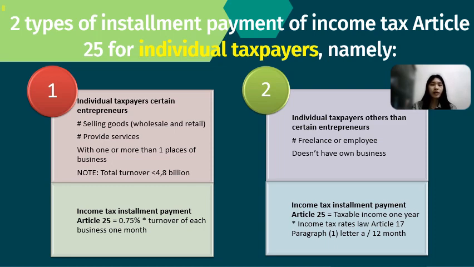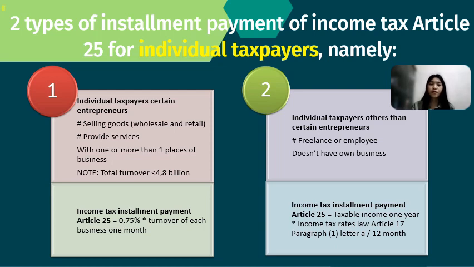And for the individual taxpayer who has applied for the income tax Article 23, they don't need to calculate or apply for income tax Article 25 again. We can calculate the income tax installment payment Article 25 by multiplying 0.75% with the turnover of the business in 1 month. And then the second type is the individual taxpayer other than certain entrepreneurs.